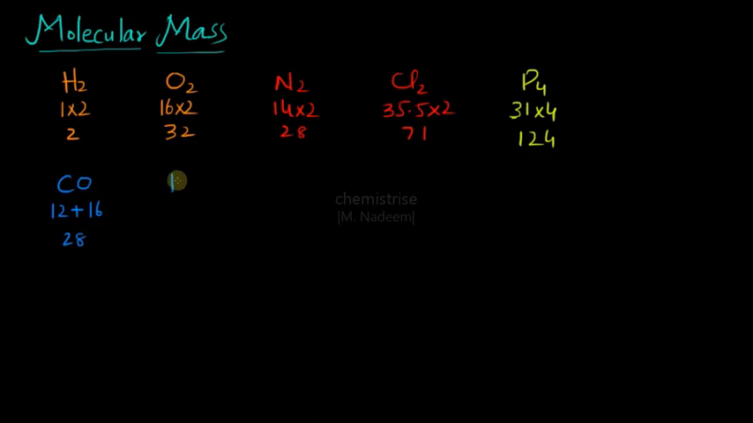Similarly, we have water, H2O. In H2O you've got hydrogen. Hydrogen atomic mass is 1, times 2, and then you add the atomic mass of oxygen, that is 16. So we have 2 plus 16, 18, which is the molecular mass of water. For example, we've got carbon dioxide, CO2. Carbon is 12, oxygen is 16 times 2. So it's 32 plus 12, that will make it 44.